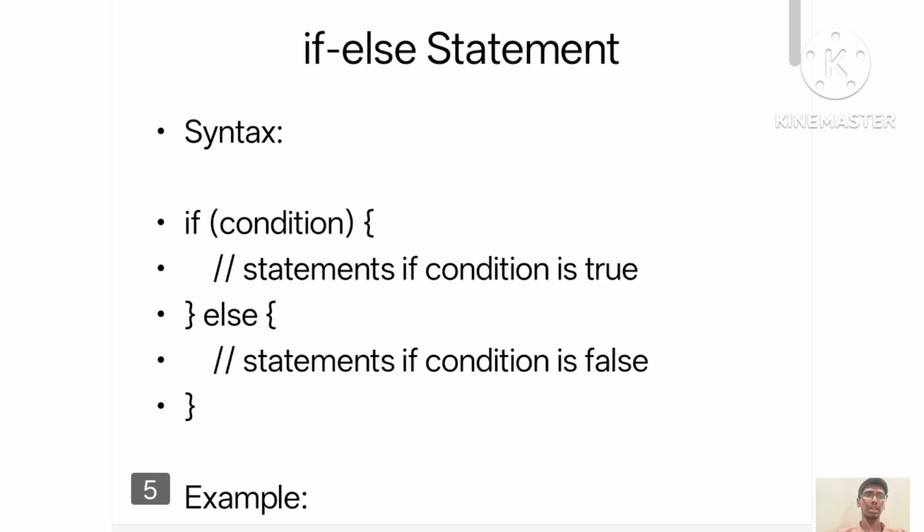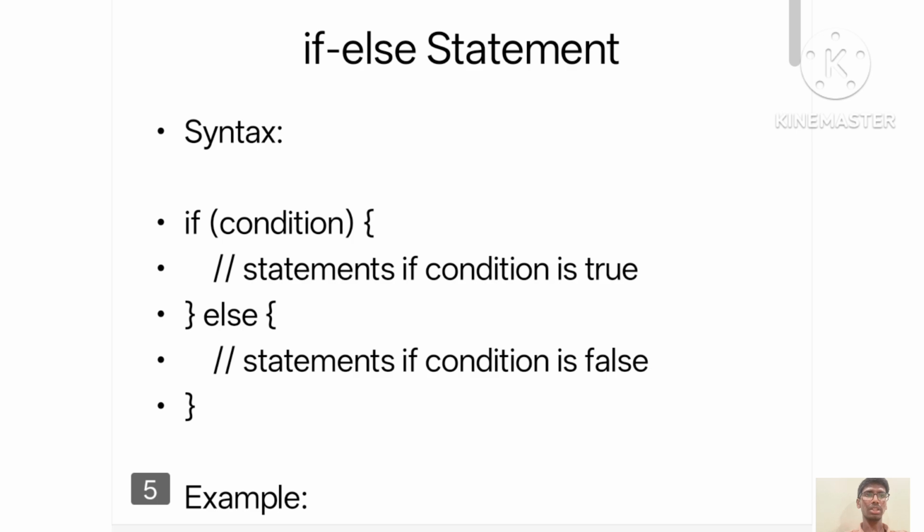If else statement. The syntax of the if else statement is: the condition is written in the parenthesis, and the block of executable statements for when the condition is true is written within the braces of if, and else, if the condition is false, the block of executable statements is written in the else part. This is the syntax shown on the screen. Example: if (num % 2 == 0) printf("it is even"), else printf("it is odd").